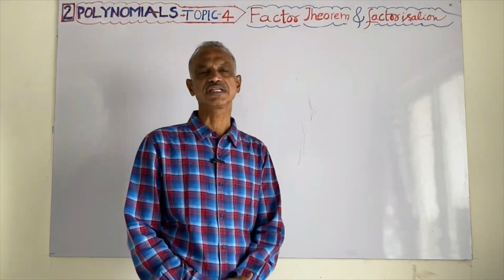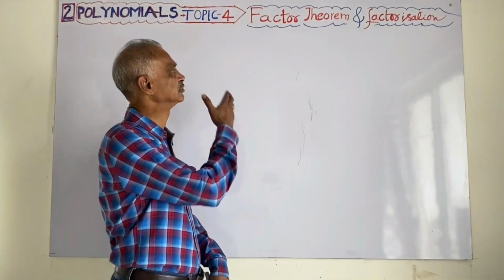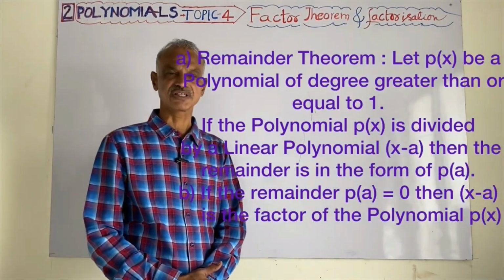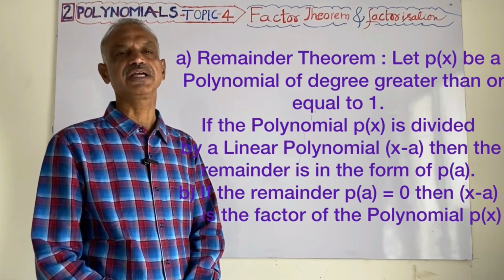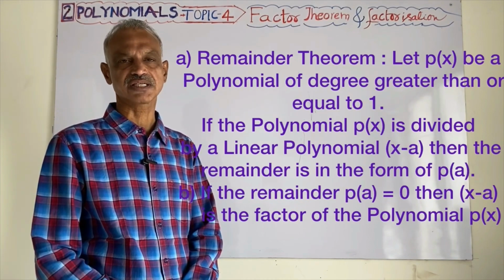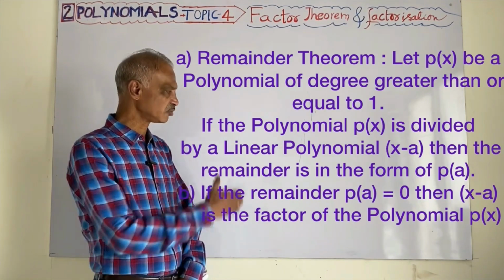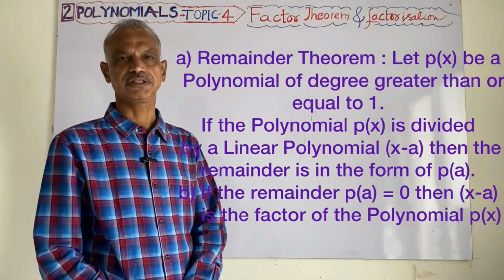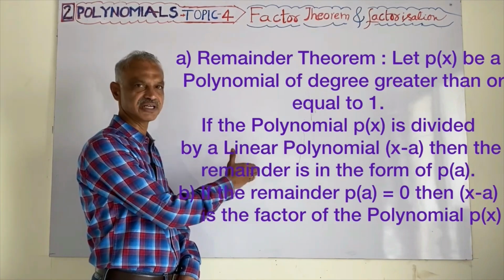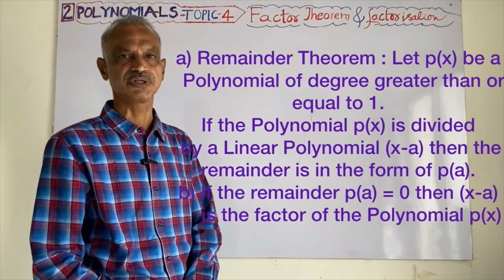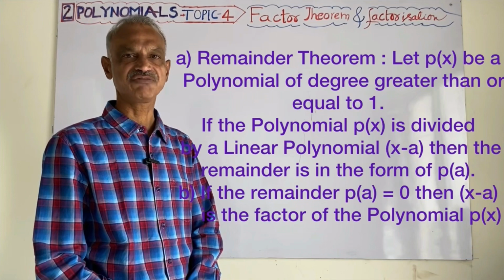In polynomials our fourth topic is factor theorem and factorization. First, if you want to understand factor theorem, you should know about remainder theorem. What is remainder theorem? If p of x is a polynomial of degree greater than or equal to 1, and it is divided by a linear polynomial x minus a, then the remainder is p of a. That is the remainder theorem. What is the factor theorem? If the remainder is equal to 0, that is, if p of a is equal to 0, then you can say x minus a is a factor of p of x.